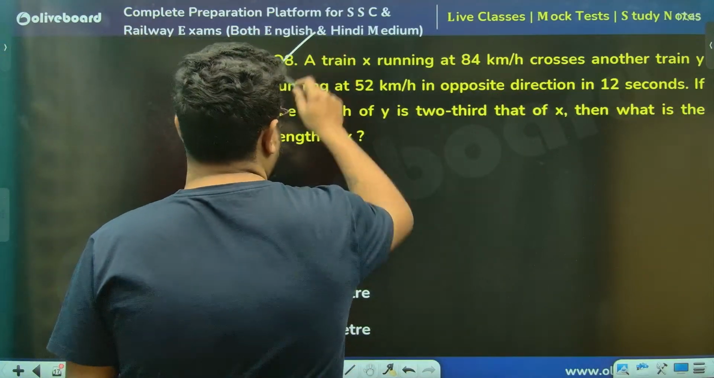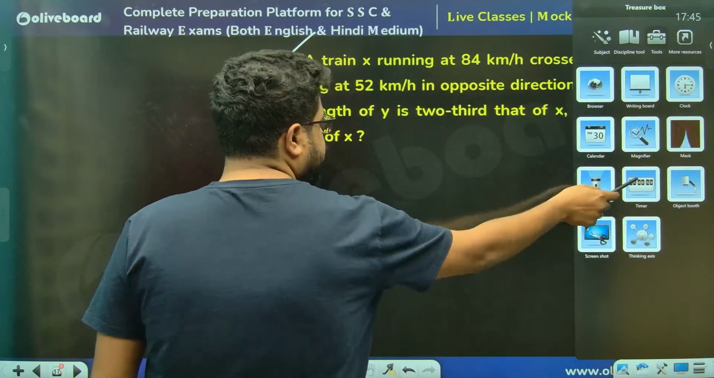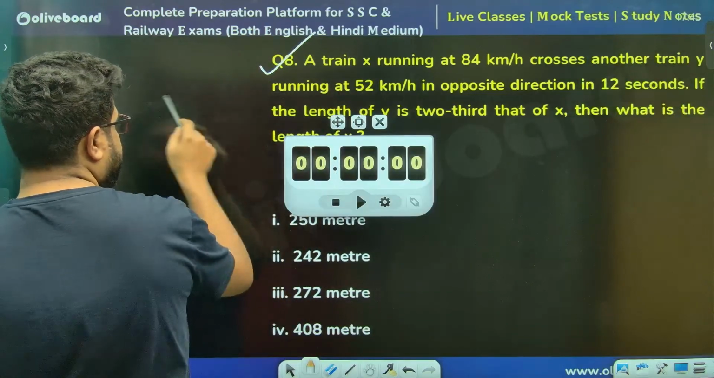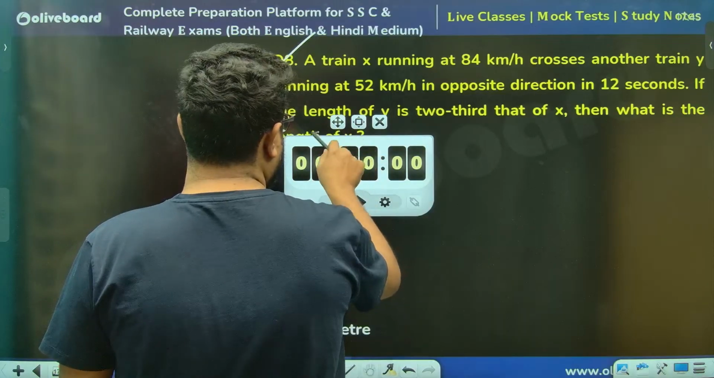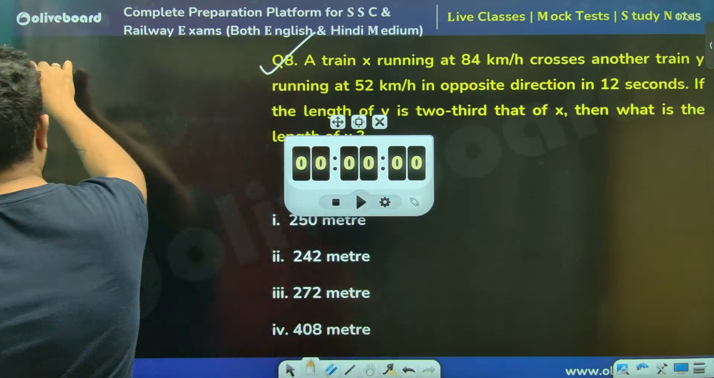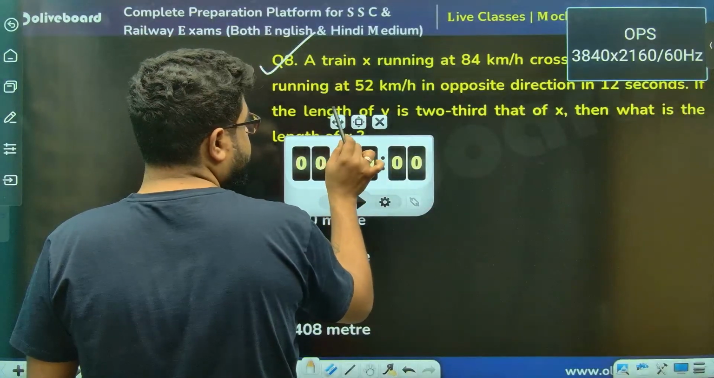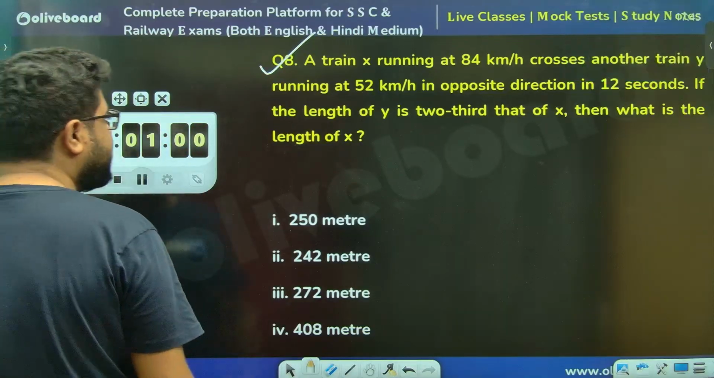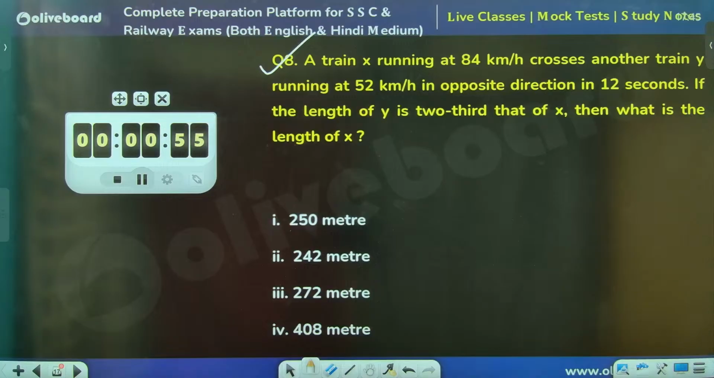Sir, let's do this crossing concept of train. Arre yaar, le lo bhai. Something is not right. Something is there with this timer. Kuch na kuch hota hai whenever I start the timer. Something or the other happens. Chalo, tell me the answer.